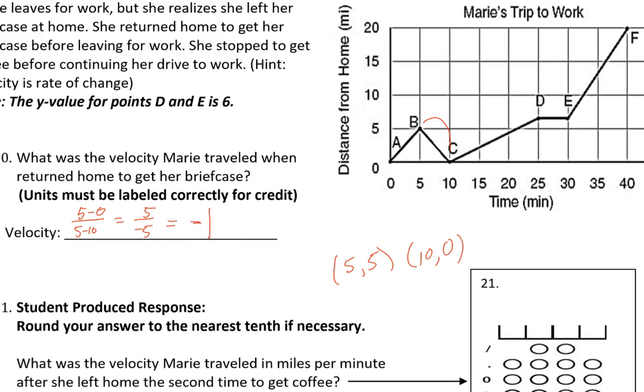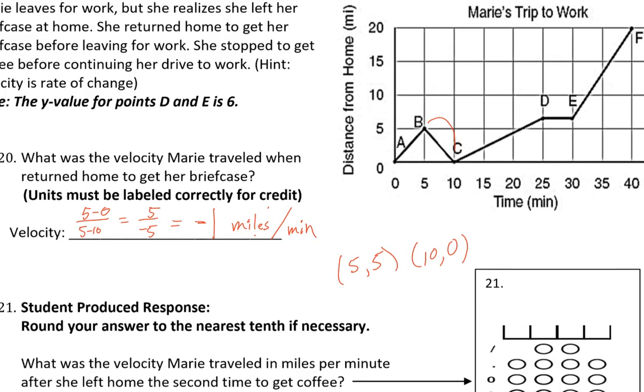And then we want the units, right? So it's minutes and then miles. So it'd be miles per second. Oh, I lied, minute. So miles, I'll just write these words out so it's easier to understand. Miles per minute. All right.